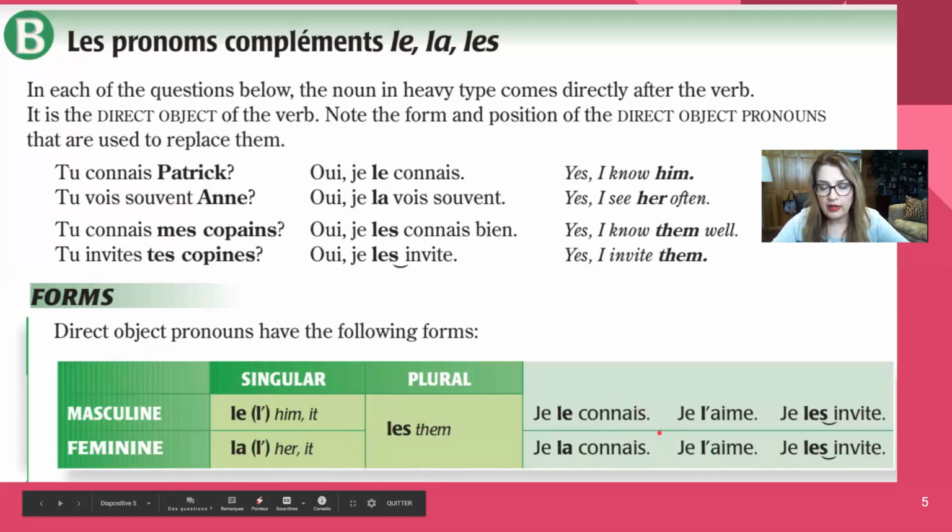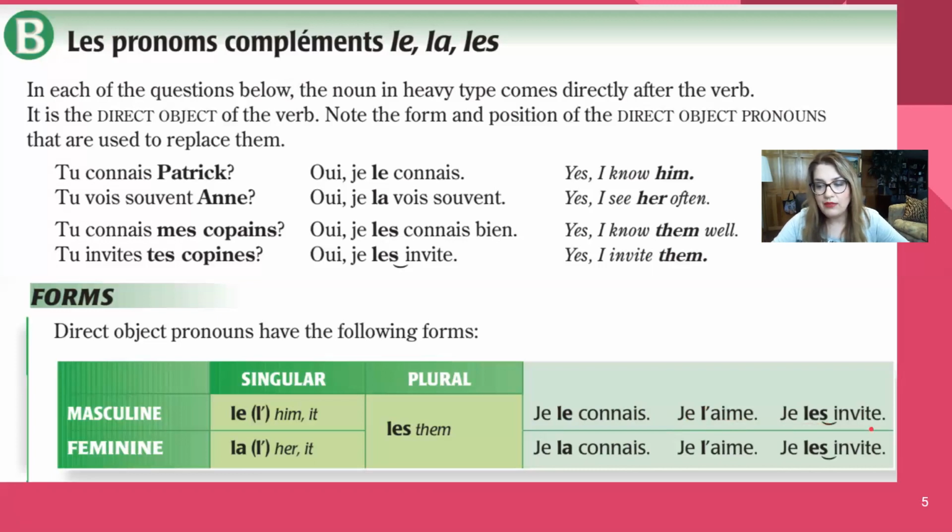Je le connais, I know him. Je l'aime, I love him or her. Here we don't know because it could have been la or le. Je les invite, I invite them. The number of the pronoun, which is a plural, right? It's recognizable by the pronunciation because invite starts with an I. So we have to do the liaison between les and then invite. Je les invite. So the z sound you hear, which is the liaison, shows us that les is plural.